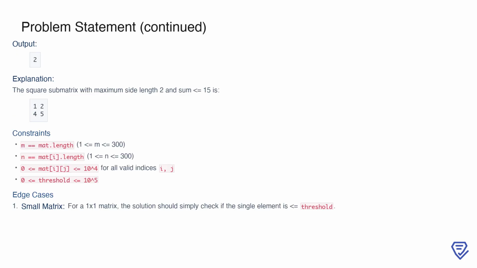The third example uses a 3 by 3 matrix with varied values and a threshold of 15. The output for this example is 2, showing that the largest square submatrix with a sum less than or equal to 15 has a side length of 2. This submatrix includes the top left corner of the matrix, with elements 1, 2, 4, and 5. The sum of these values is 12, which satisfies the given threshold. While a larger square could theoretically include more elements, their combined sum would exceed the threshold, making them invalid.